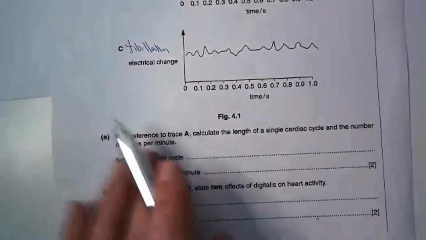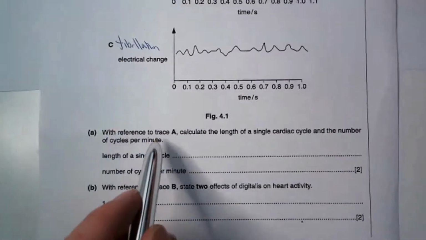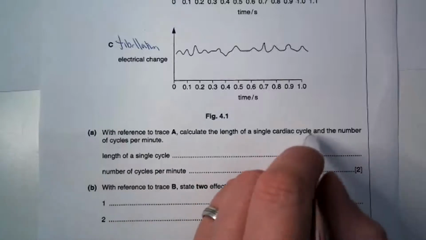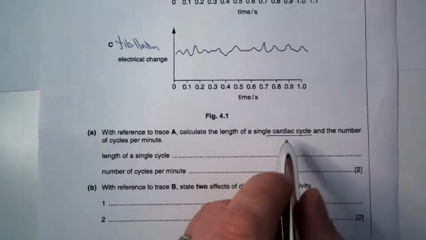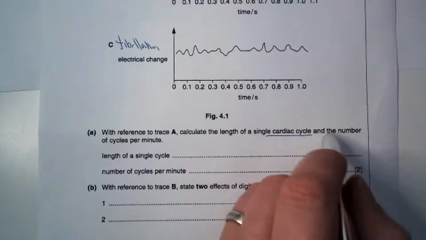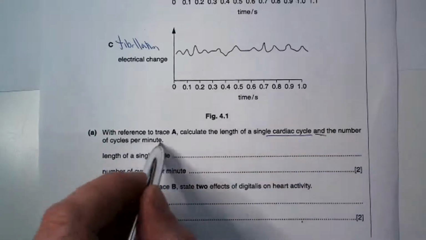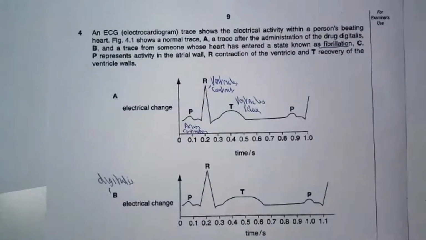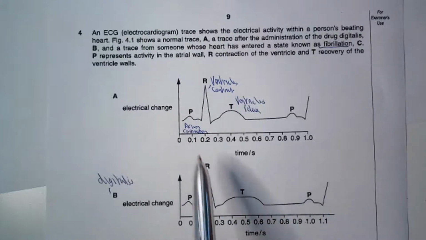The question says, with reference to trace A, calculate the length of a single cardiac cycle, so that's one full cycle, and the number of cycles per minute. So we've got two calculations to do. So we have to use figure A, trace A, and we want the length of a single cycle.